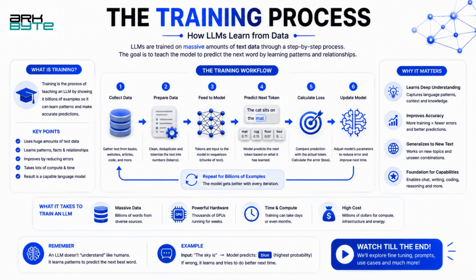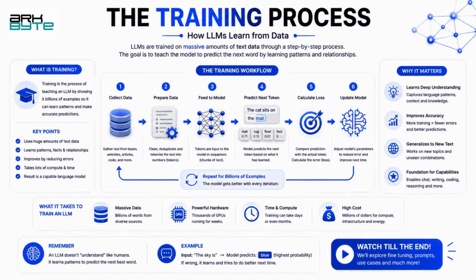Now, let us understand the training process of an LLM. Training is how an LLM learns from a massive amount of text data. First, companies collect data from books, websites, articles and code. Then the text is cleaned and converted into tokens. Next, the model reads the text and tries to predict the next word. For example, "the sky is", and the next word must be predicted.